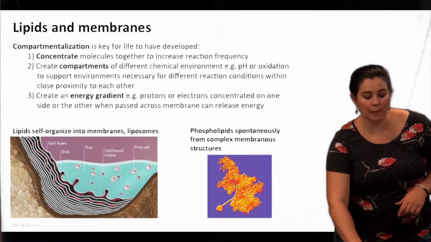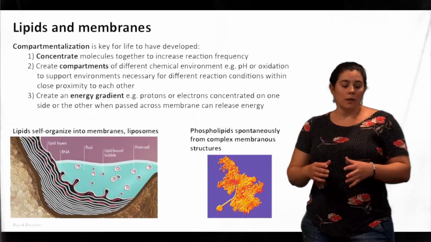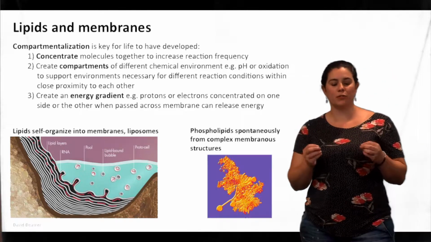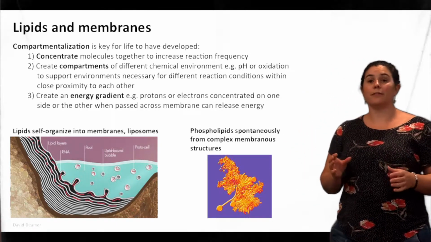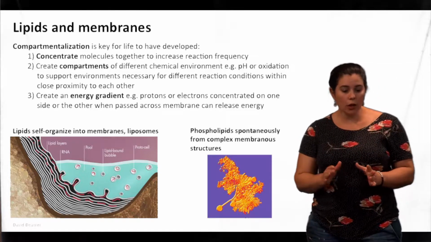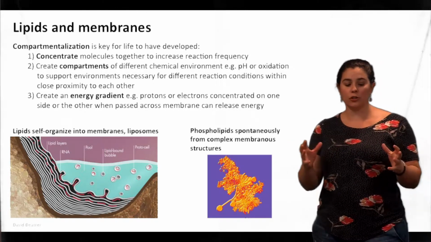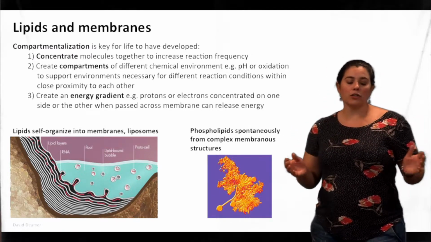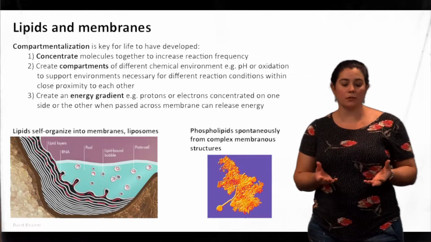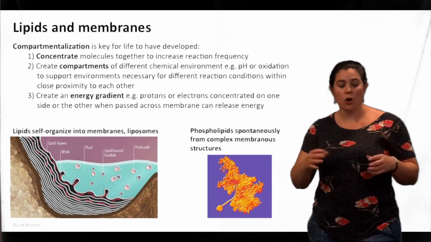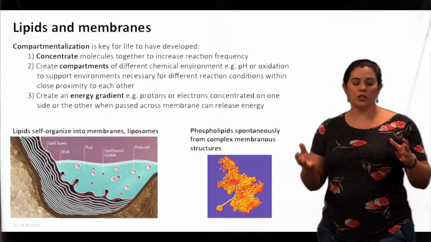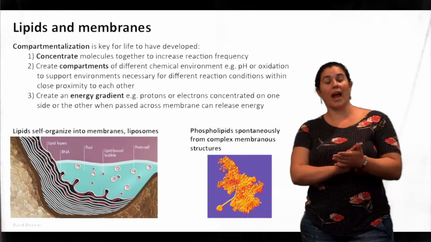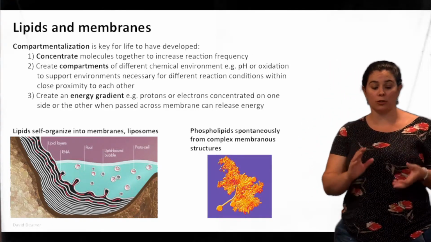So now we're going to see how lipids fit into this equation. Lipids and membranes. Compartmentalization is very much a key for life to have developed. They serve to concentrate molecules together and increase reaction frequency. They would have also created compartments for different chemical environments, such as pH or oxidation state, to support the environments necessary for different reaction conditions within close proximity to each other.